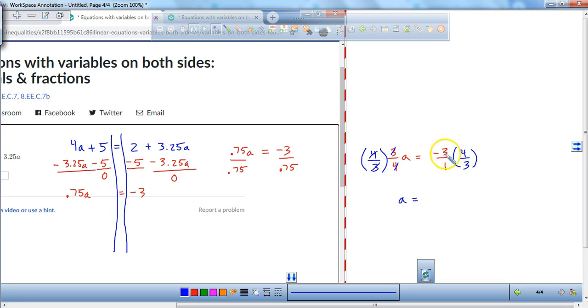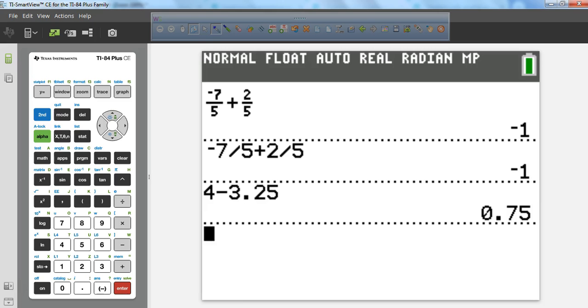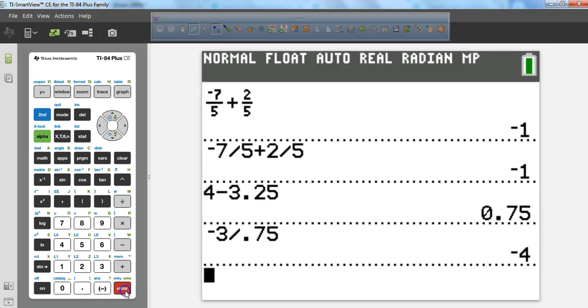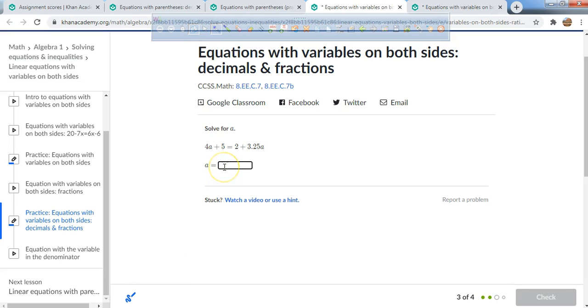And then we have negative 3 times 4, which is negative 12. But oh, wait, these cancel out, and we're left with a negative 4. So I know my answer is going to be negative 4, and we didn't have to use a calculator. That's why I like fractions, because it's easy to use the multiplicative inverse and multiply it on both sides. But let's say you weren't going to do that, and you have a calculator. We'll just do negative 3, and then divide it by 0.75. And what do you get? You still get negative 4. So I know my answer is negative 4.